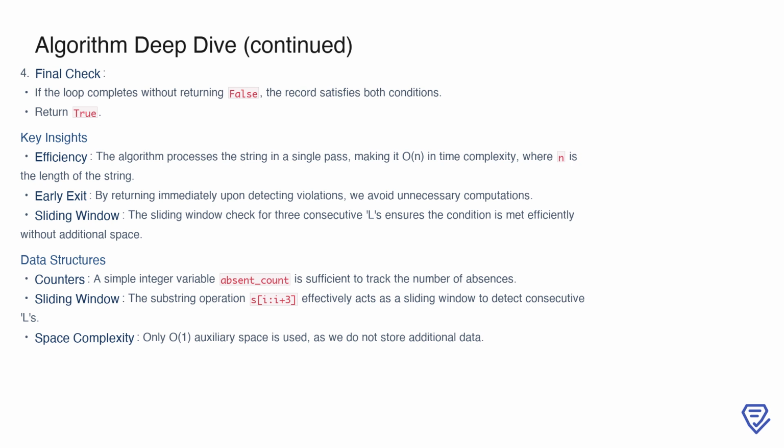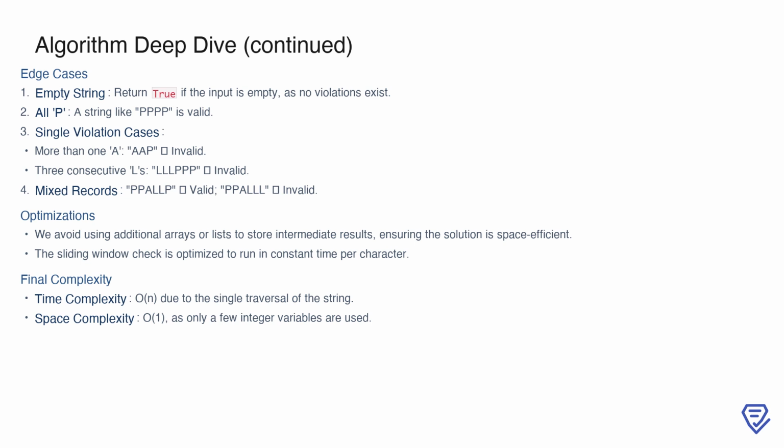This approach ensures that the solution remains space-efficient, with an auxiliary space complexity of O(1). By relying on just a single counter for absences and a straightforward traversal mechanism, the algorithm is both elegant and highly optimized. When considering edge cases, we handle a few scenarios to ensure the algorithm works robustly.